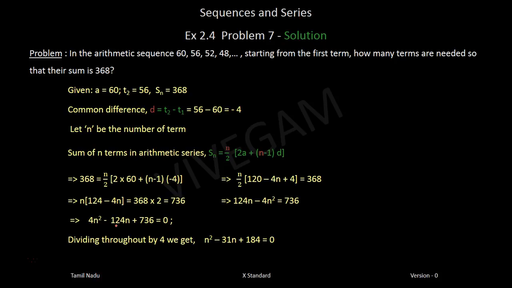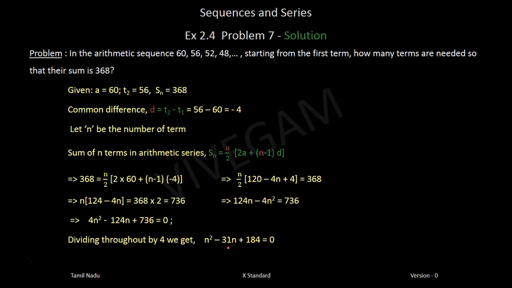And you see 4 is common in all these three. So dividing throughout by 4, 4 will go this side, so it will become n square, and 4 will go 31 times here. Okay, and 4 will go once, and then 4 into 46 is 184. So the equation becomes n square minus 31n plus 184 equal to 0.